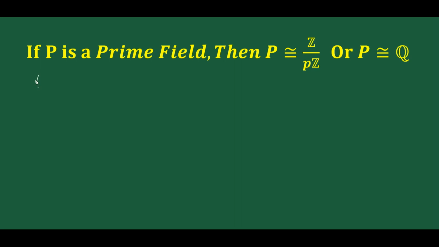What is given to you? Let P be a prime field. Okay, so what is our claim? The claim is that we have to show that either P is isomorphic to Q or P is isomorphic to Z/pZ. It means in every situation we have to define a homomorphism.